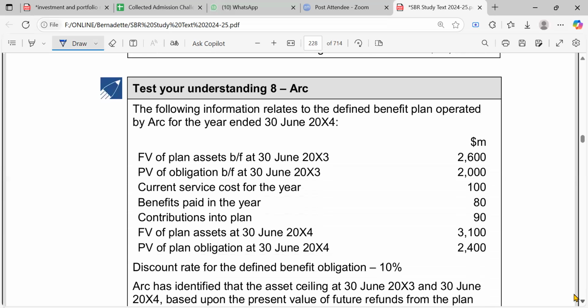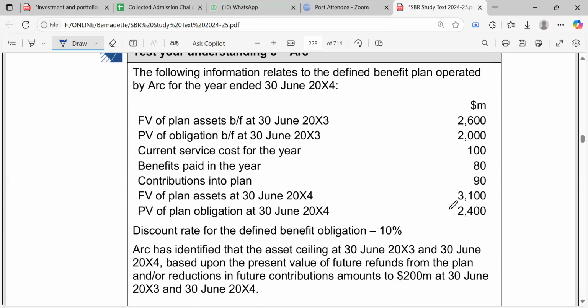That's the good thing about this book, it will help you because you have to practice a lot of questions, but they are just similar. You can see like this one: the following information relates to the defined benefit plan operated by ARC for the year ended 30 June 20X4. The first thing in this is you will have to get the opening balance, if you do remember. The year ends 30 June 20X4, so it starts 1st July 20X3, right?